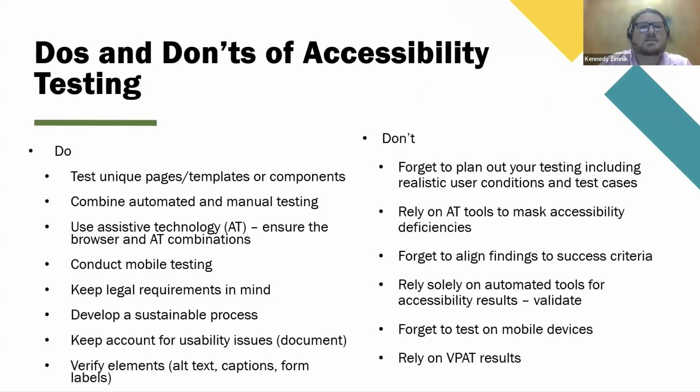A couple do's and don'ts of accessibility testing. So you want to test unique pages or templates. So websites or software, a lot of the time they just use 3 or 4 templates for their many different pages, so you don't have to test every single page. You want to use assistive technology, AT, to ensure browser and AT combinations. So if you have a website, you don't just want to test with Chrome, you also want to test with Firefox or Edge, things like that.